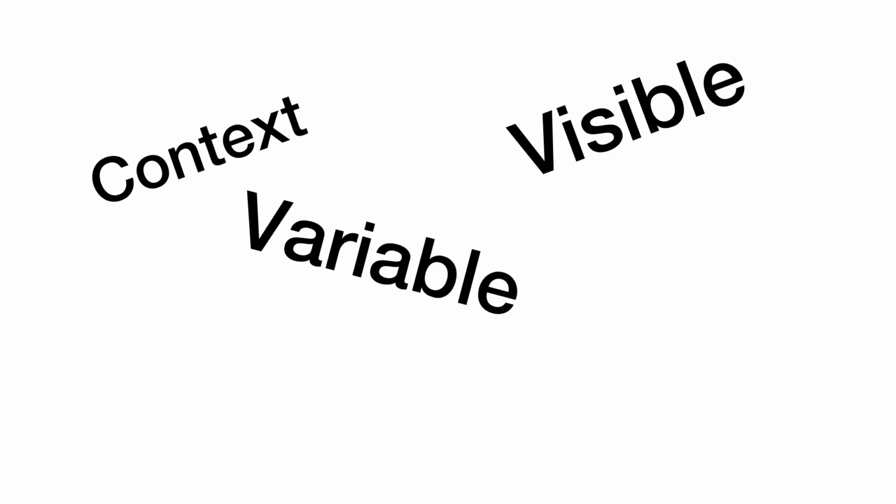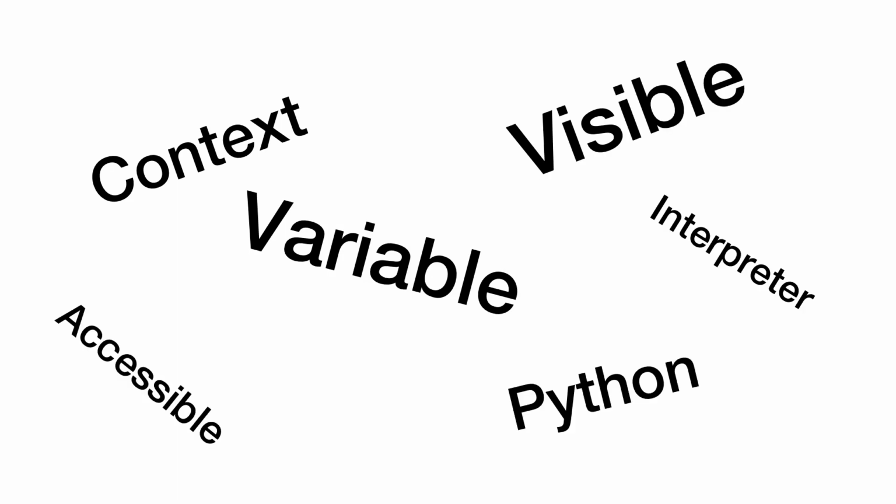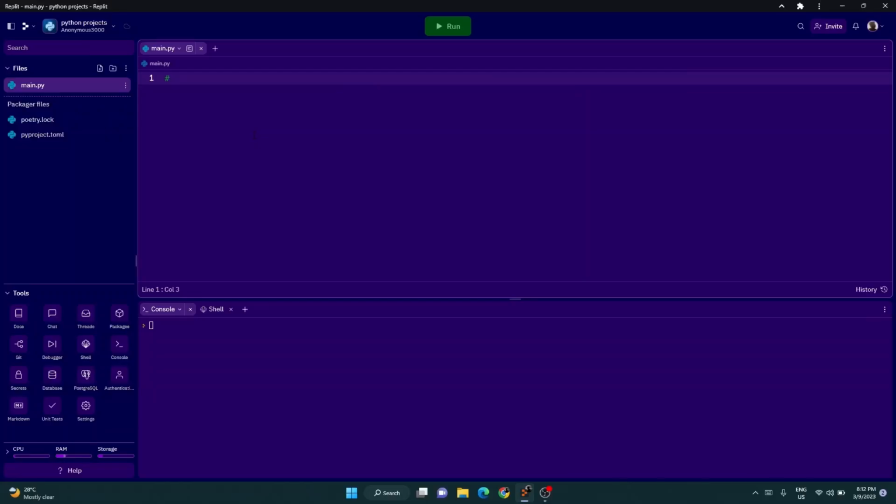Okay, so what is a variable scope? The scope of a variable refers to the context in which the variable is visible or accessible to the Python interpreter. Let me show you with an example. Variable scope. Now let's see what this variable scope means for us coders.